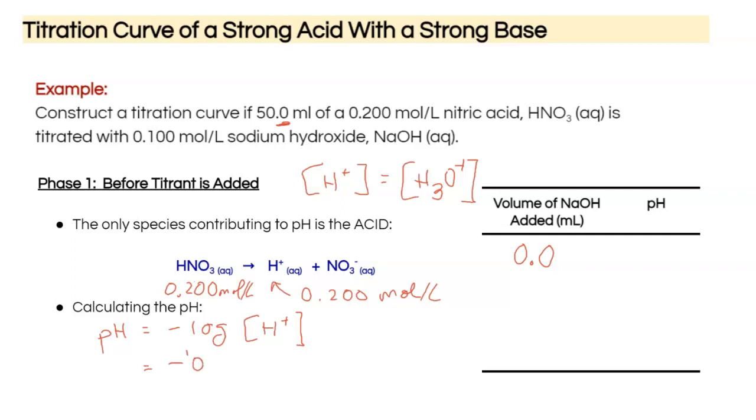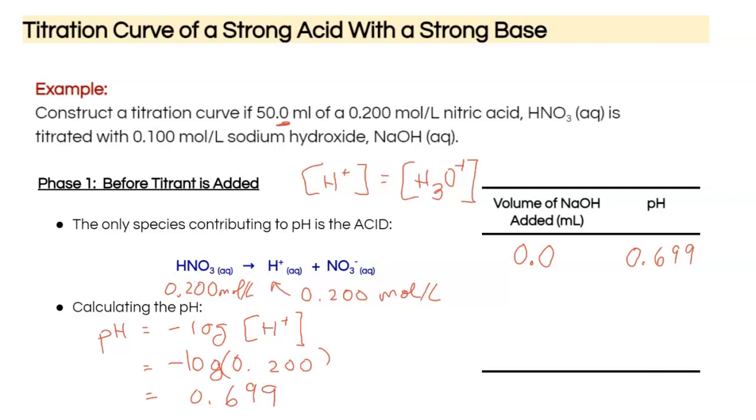So the negative log of 0.200 is going to be 0.69, and I'm going to write that value out to 3 significant digits: 0.699. Okay, so that's my pH value. So now I have 1 data point. I know that my initial pH of my analyte before any titrant is added is 0.699. Okay, so that wasn't too bad.